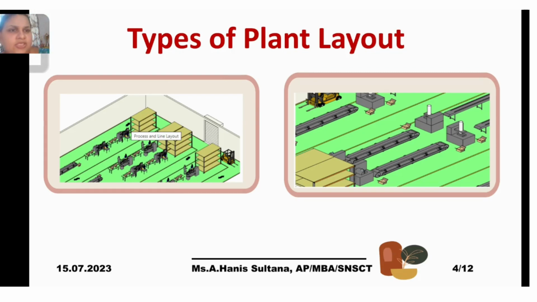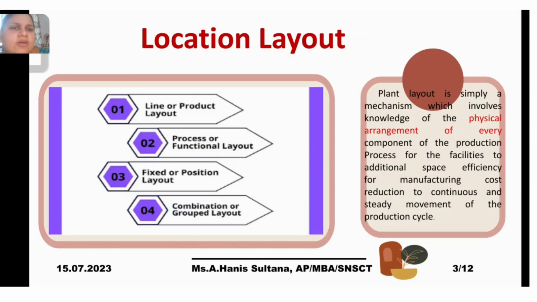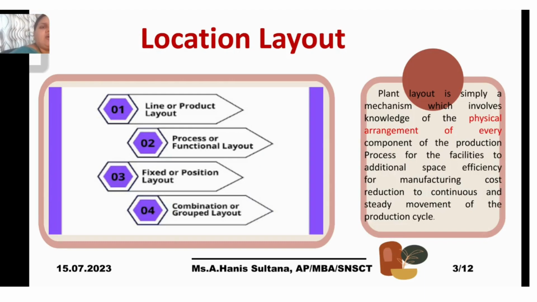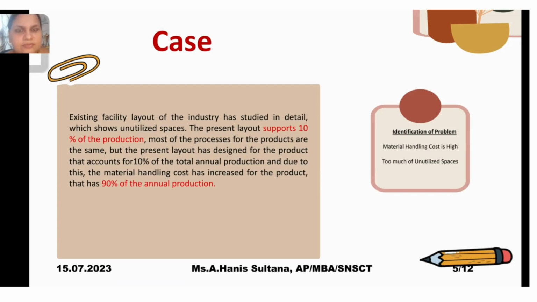So this is the picture which represents the layout, and the second picture demonstrates the process or functional layout. The first picture is about process layout, and the second picture is about the functional layout: how, on a functional basis, the production has been handled.